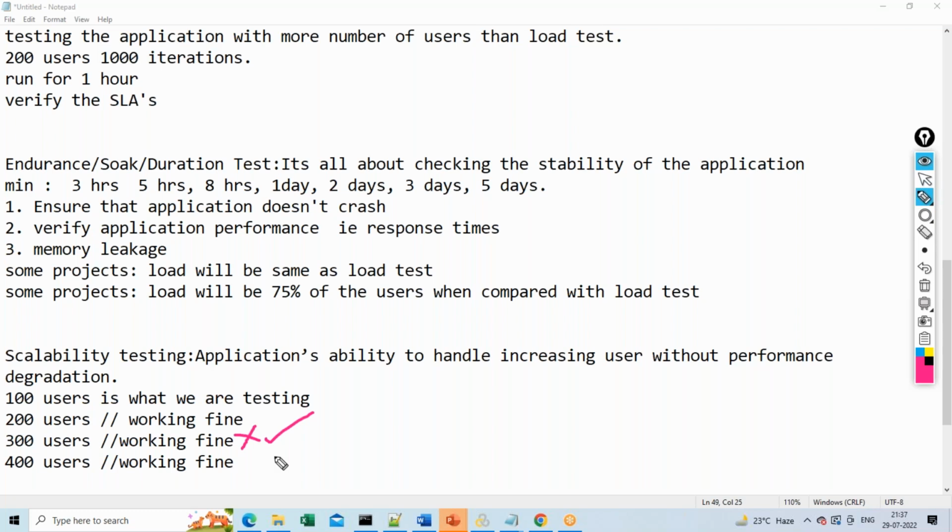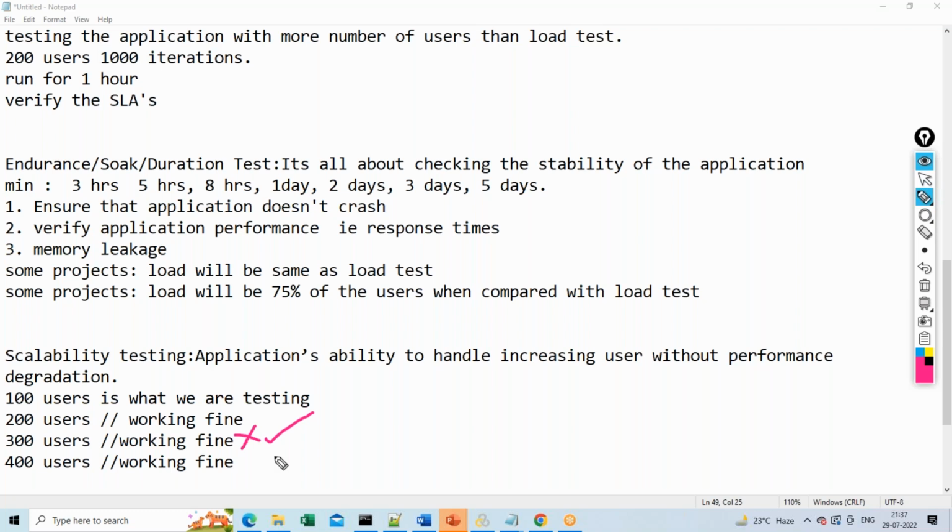Then we have to inform the client that with the current infrastructure setup and the current configurations we have, our application will be able to handle only 300 users or less than 300 users. That's what we have to tell them clearly, so that they will increase the infrastructure.